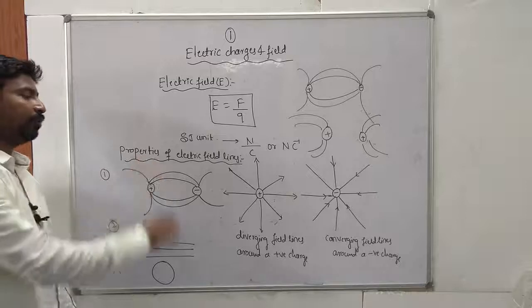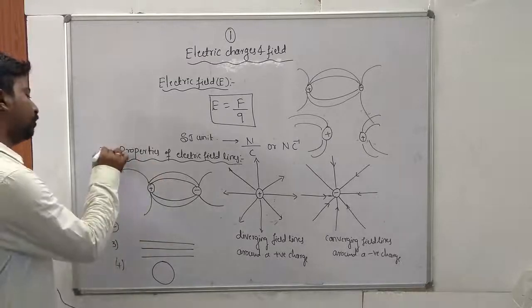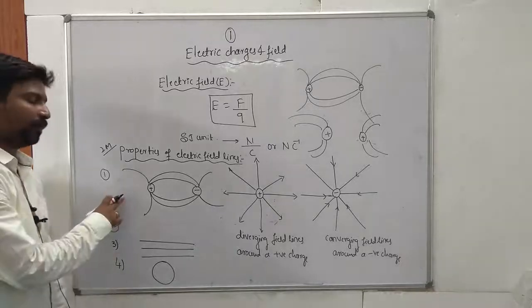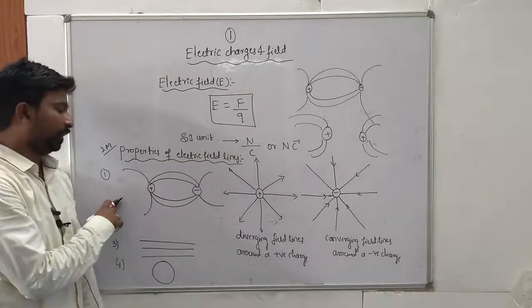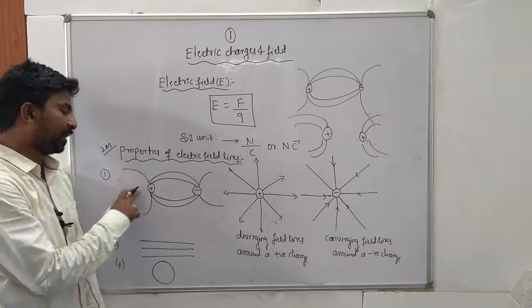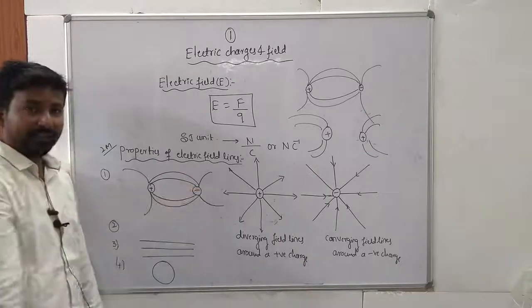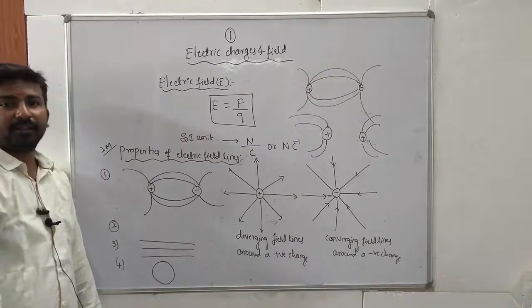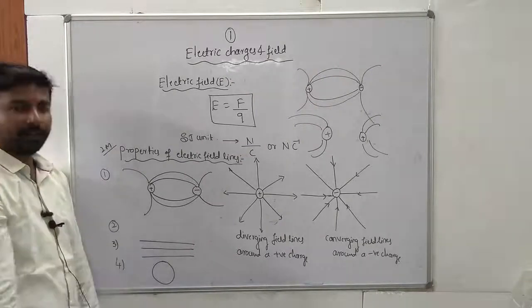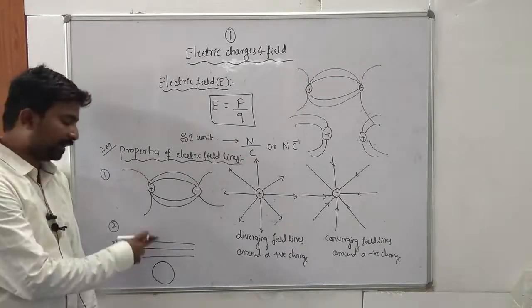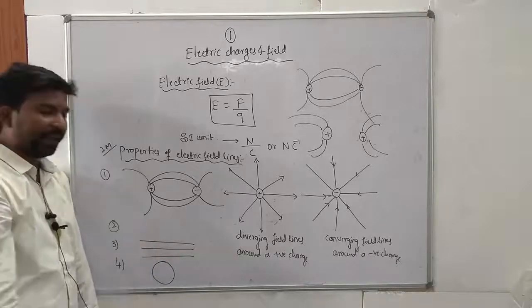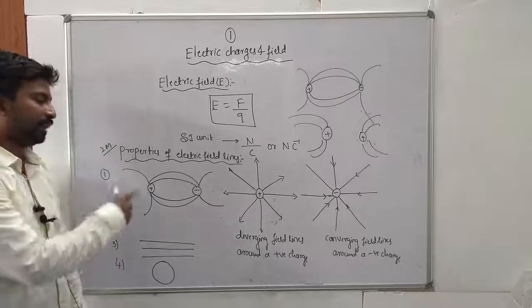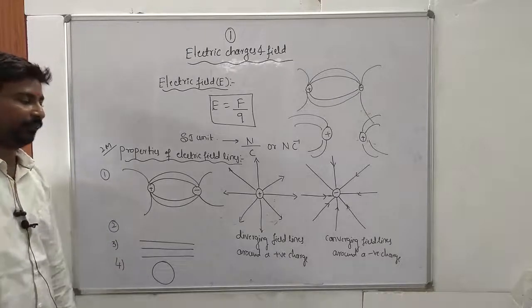Next, very important for 2 marks, properties of electric field lines. First property, electric field lines always start from a positive charge and end on a negative charge. They have no physical significance. Then third property, electric field lines cannot intersect with each other. Then fourth property, electric field lines do not form any closed loop, isn't it? So these are the properties of the electric field lines.